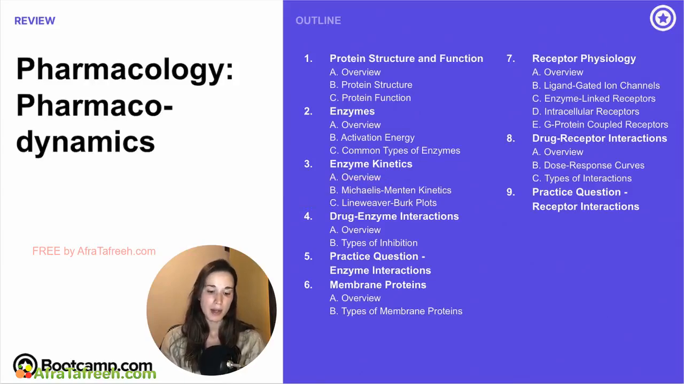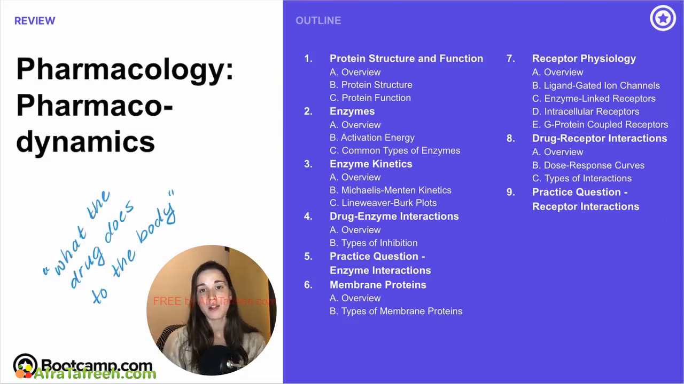In this chapter, we'll be discussing pharmacodynamics, which I like to think of as what the drug does to the body. We'll start with a discussion on protein structure and function, because many drugs work by interacting with proteins. We'll discuss a specific kind of protein called enzymes, and then we'll talk about how drugs interact with enzymes to cause a biological effect. We'll round off our discussion on enzymes with a practice question.